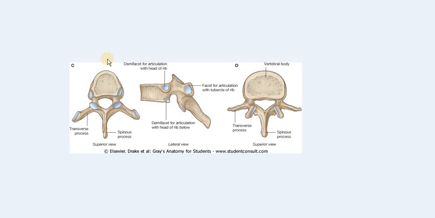So these are the distinguishing features of a typical thoracic vertebra from the other typical vertebrae. The rest of the features are similar to the features of a typical vertebra. Now, what are the features of the atypical thoracic vertebrae? As I have told earlier, the first, 9th, 10th, 11th and 12th are the atypical thoracic vertebrae. So what are the features of the atypical thoracic vertebrae?